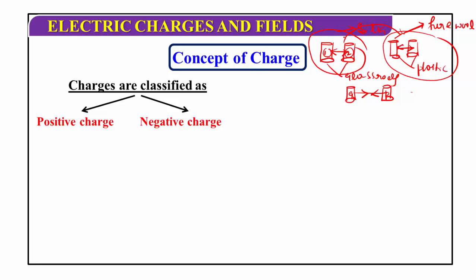When this experiment is done, in the first case, when the two glass rods are rubbed with silk, the two glass rods repel each other. When the two plastic rods are rubbed with fur or wool, again the two plastic rods repel each other. But in the third case, one rubbed glass rod and one rubbed plastic rod placed near each other are attracted towards each other. This experiment makes it clear that the charge developed on the glass rod is different from the charge developed on the plastic rod.